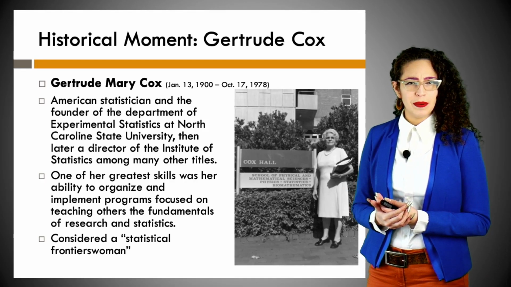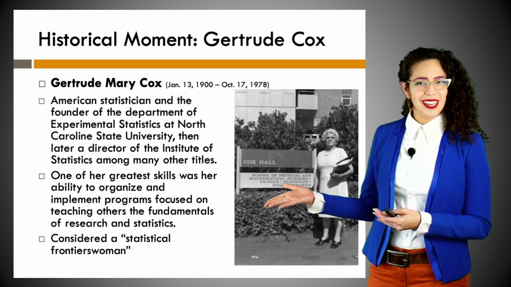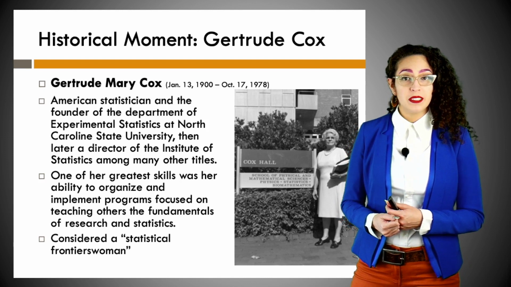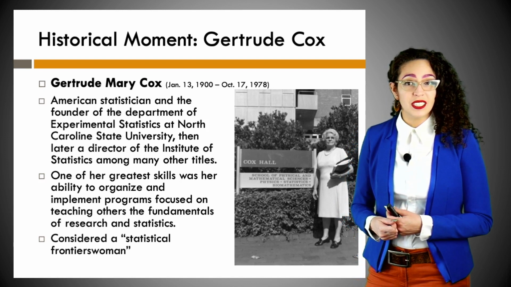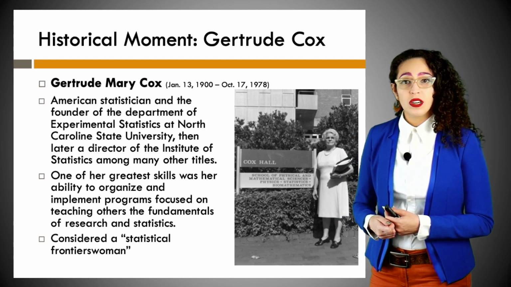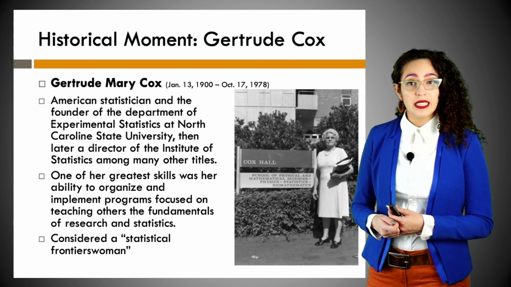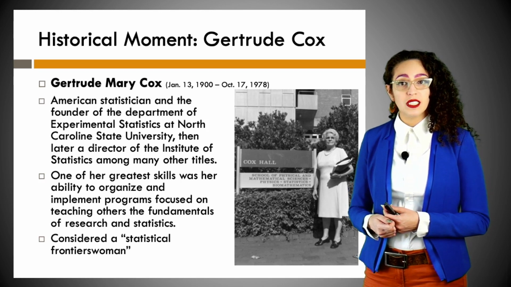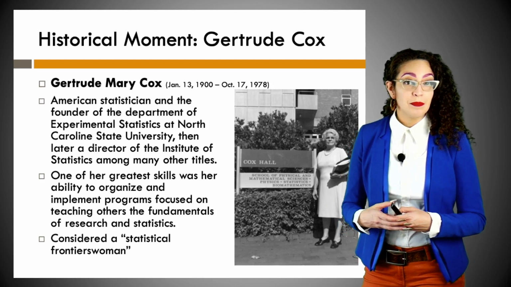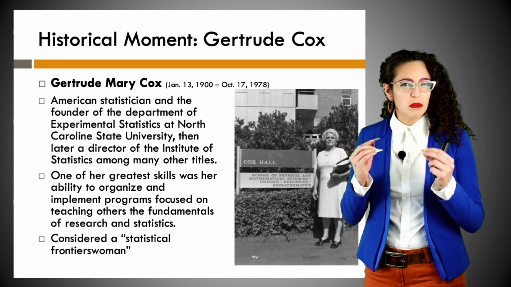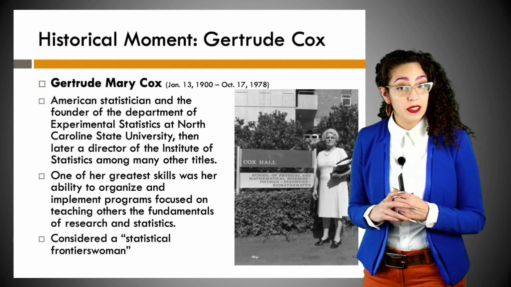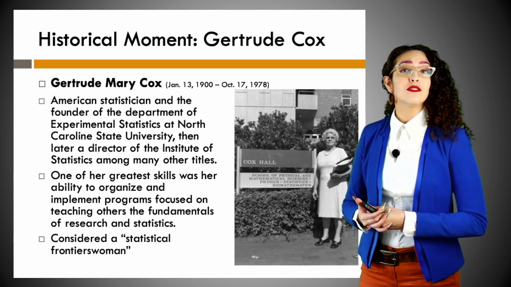This lesson's historical moment is brought to you by Gertrude Cox. Gertrude Mary Cox was an American statistician and the founder of the Department of Experimental Statistics of North Carolina State University, then later a director of the Institute of Statistics, among many other titles. One of her greatest skills was her ability to organize and implement programs focused on teaching others the fundamentals of research and statistics, like what we're trying to do here. She would gather the most important core things that every researcher should know before they go out and practice in the field. She was also considered a statistical frontierswoman.